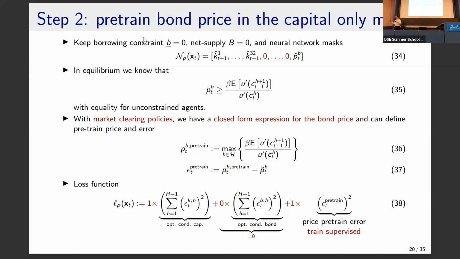And notice, because you have aggregate shocks, this is not a point. This is a function. We are learning a function. And to ensure that we just train the price and not the policies, we can do a stop gradient around this term. That way we are sure that only the price adjusts.